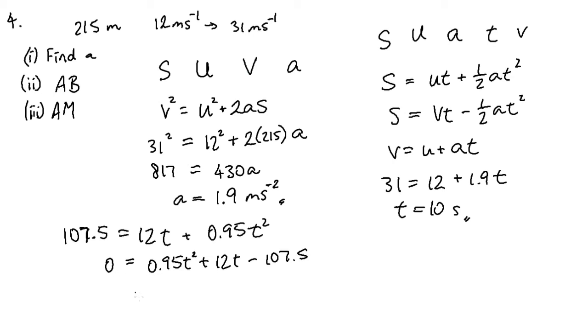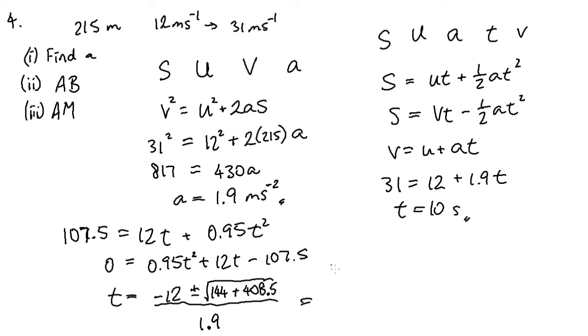So quadratic formula, this is t equals minus 12 plus or minus the root of b squared minus 4ac, and because c is negative, you add 4 times 0.95 times 107.5, which gives you 408.5. Divide that by 2a, which is 1.9. And t has to be positive, and therefore this cannot be a negative, so this will have to be positive.